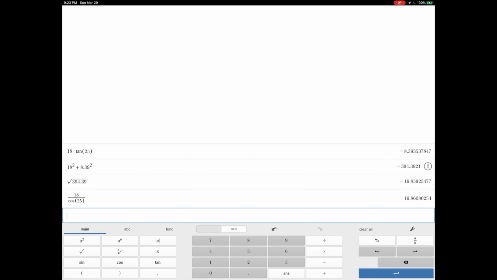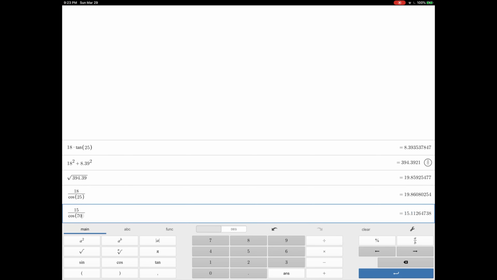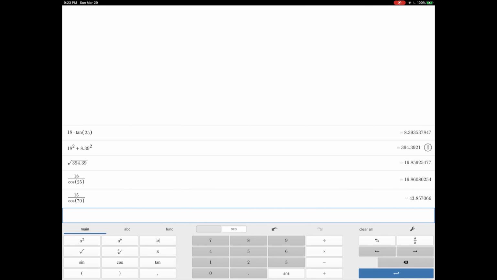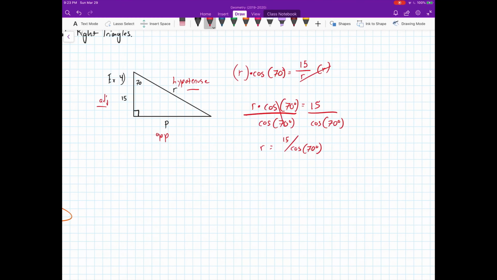Right, so 15 divided by, that was cosine of 70 degrees, and that's going to be 43.86 after rounding. So r should be equal to 43.86. All right. And then solve for p really quickly.